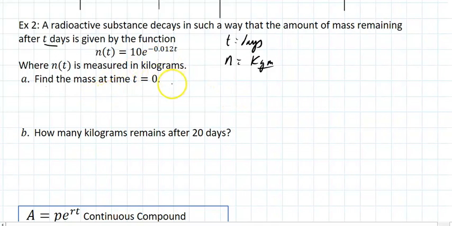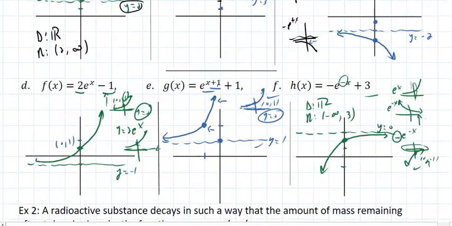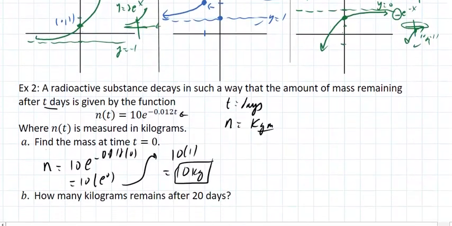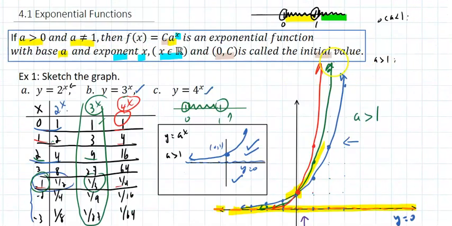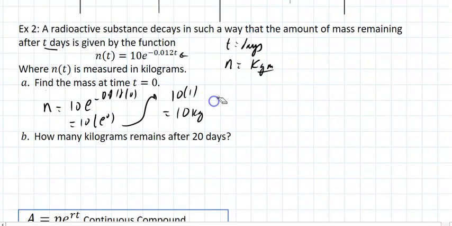Well, if I set t equal to 0, n would be 10 times e to the negative 0.012 times 0. That is 10 times e to the 0, but e to the 0 is 1, so it's 10 kilograms. Or if you look back at our original definition, do you remember that we said this was the initial amount? You could just pick it up, or plug in 0. 10 kilograms is what I'm starting with.